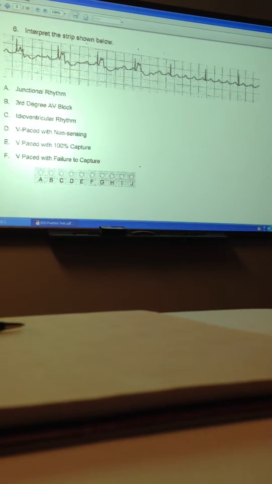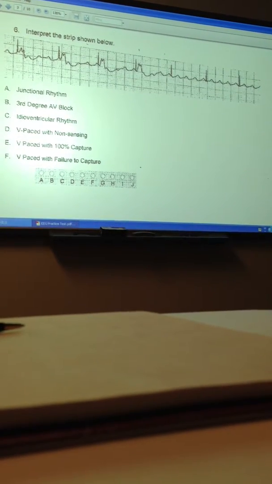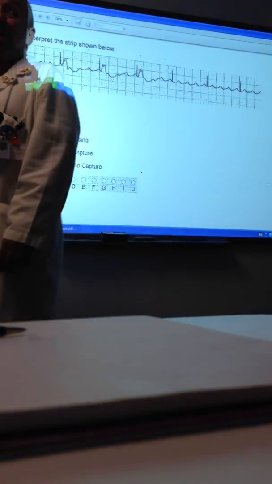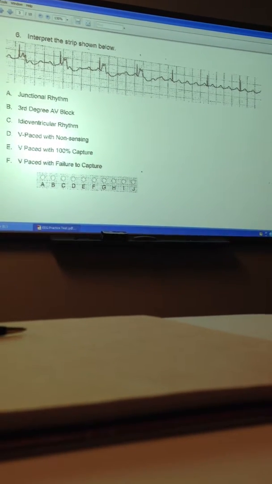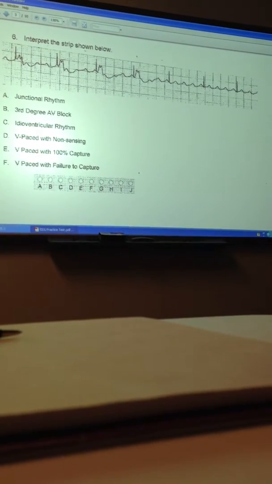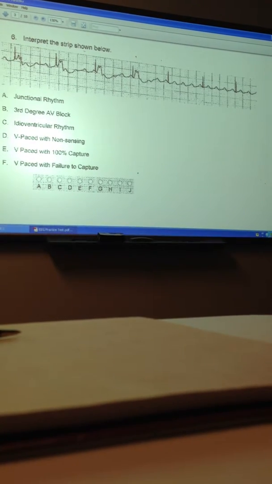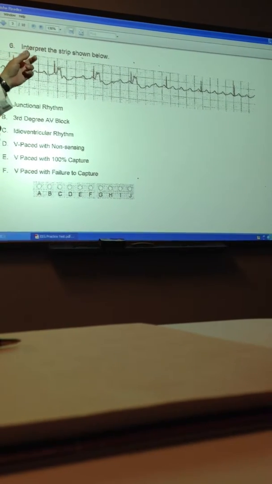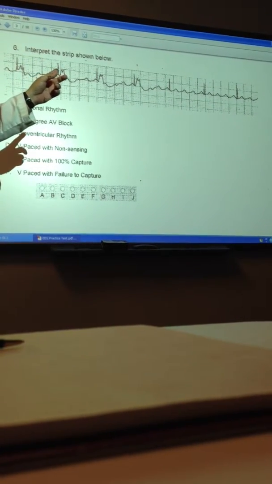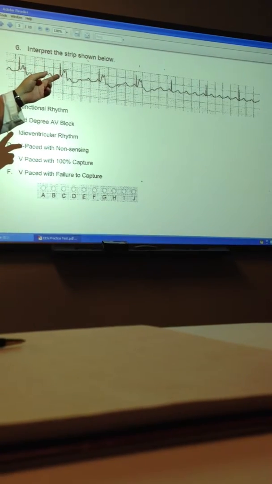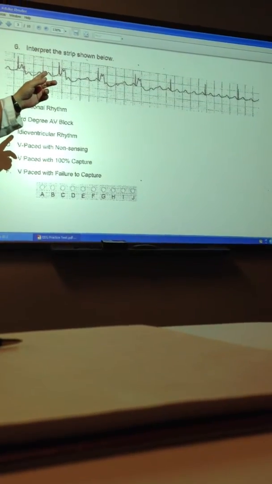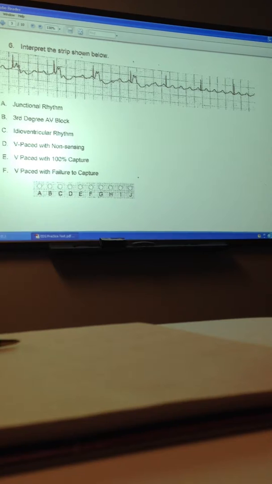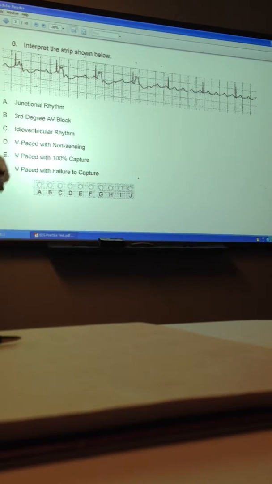Third degree. What are these? We just talked about it. Those are the pacers. The pacer spike comes before what? The atria or the ventricles? Is it before your P wave, or before your QRS? So it's a what type of pacer? Ventricular pacemaker. Okay. So let's forget these three and let's talk about these three.